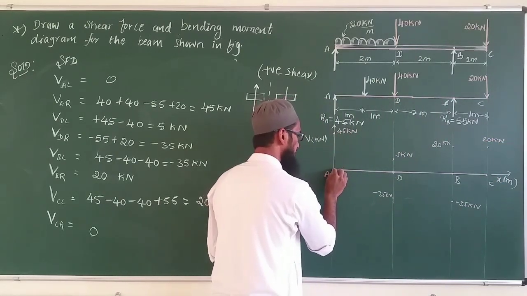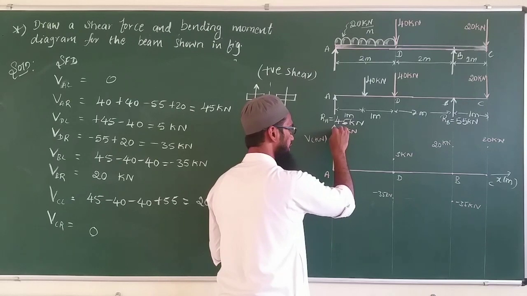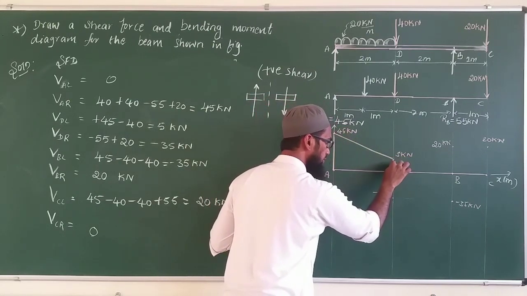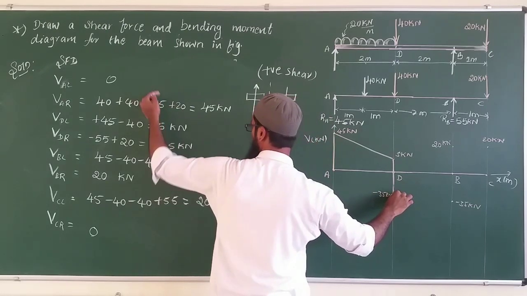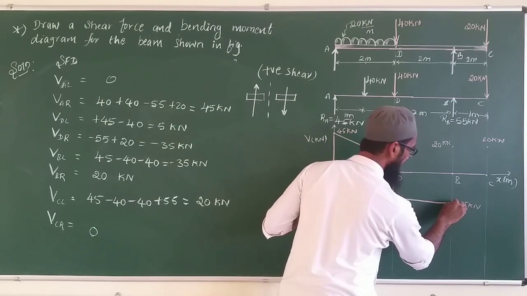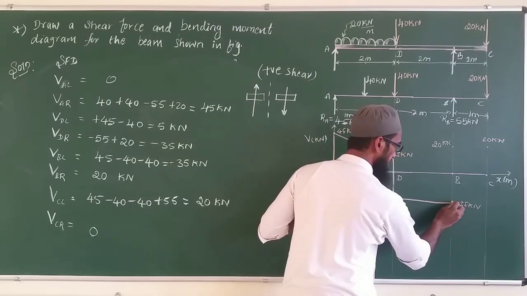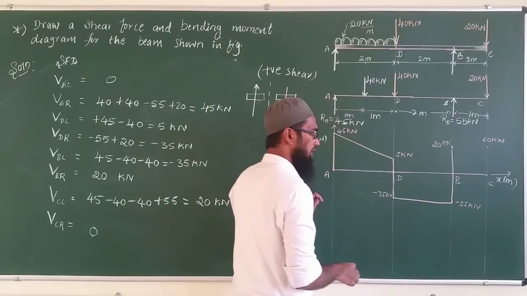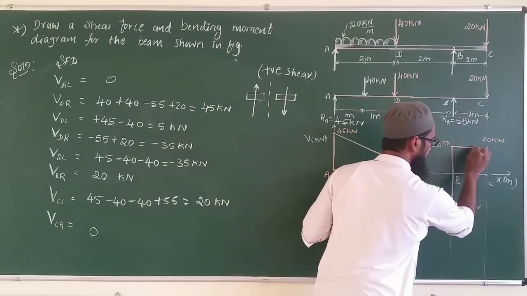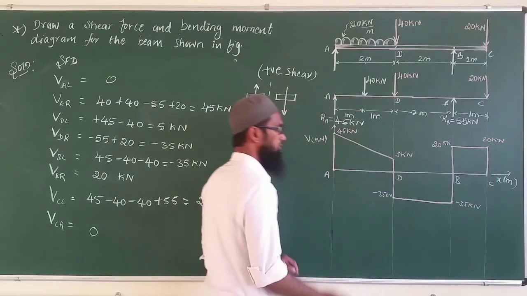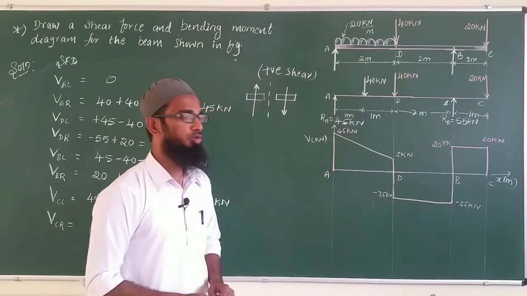I have to draw a line like this: 0 to 45 at A, 45 to 5 kilonewton at D, again it goes to minus 35, continuing. Then it follows the same minus 35 up to B, again minus 35 to plus 20 at the same point B, then plus 20 up to point C, and again it reaches 0. Now this is our shear force diagram.